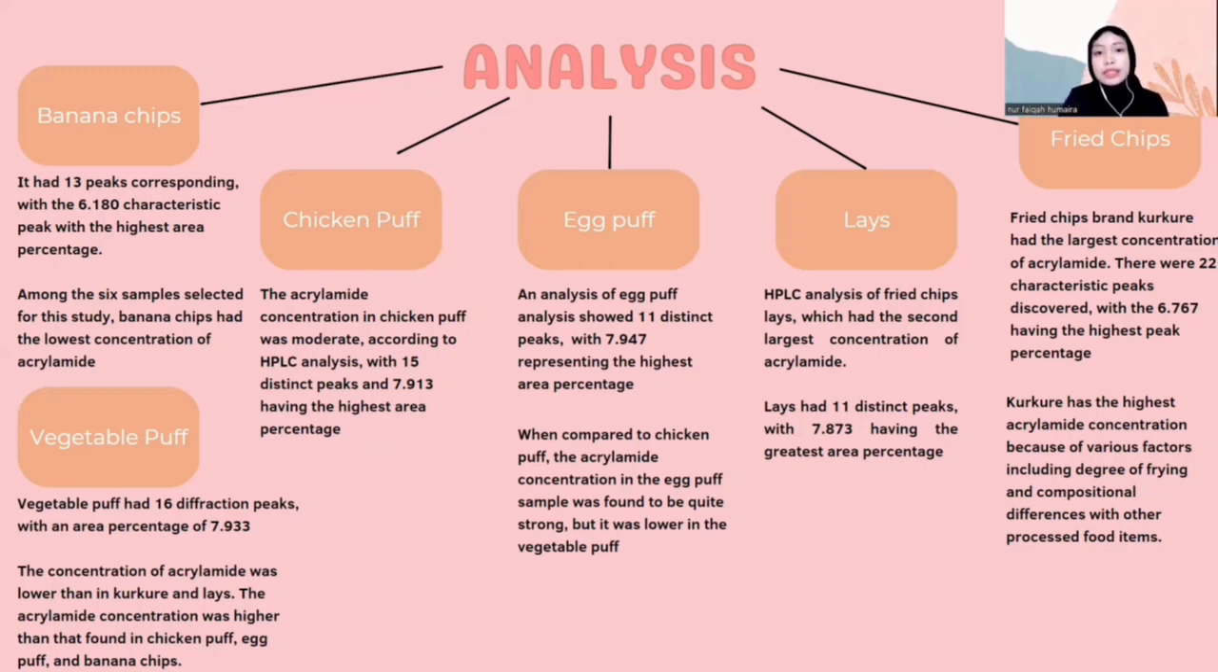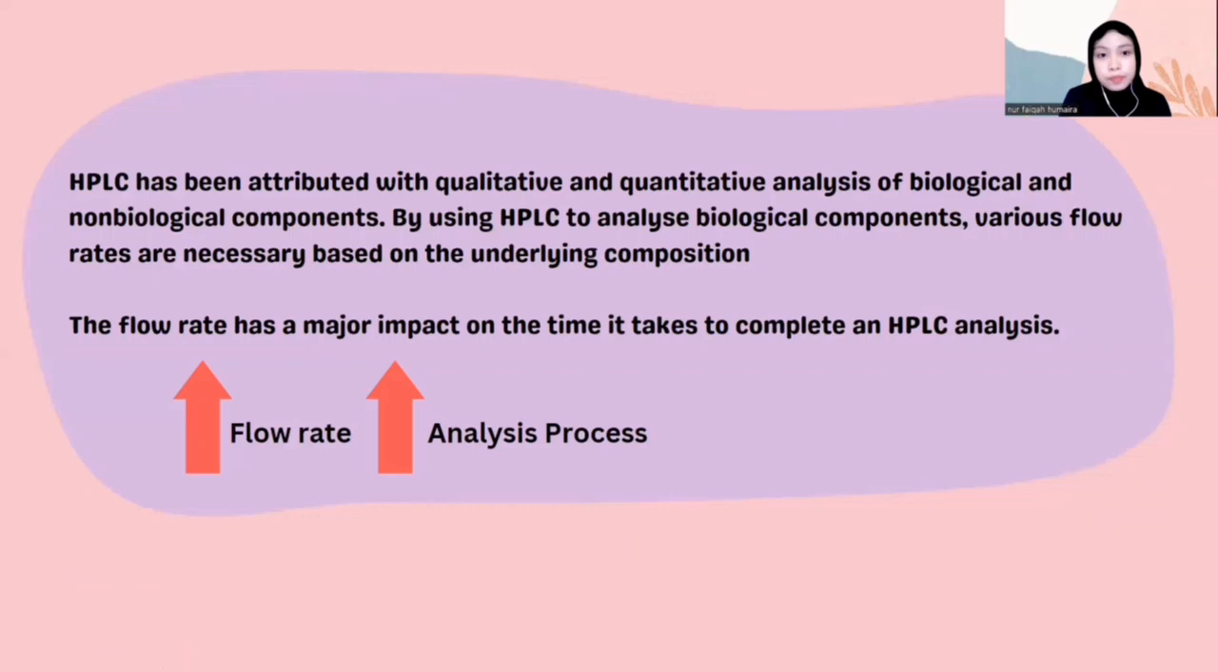Fried chips have the highest acrylamide concentration because of various factors including degree of frying and compositional differences with other processed food items. HPLC is attributed with qualitative and quantitative analysis of biological and non-biological components. When using HPLC to analyze biological components, various flow rates are necessary based on the underlying composition. The flow rate has a major impact on the time it takes to complete an HPLC analysis. The higher the flow rate, the faster the analysis process.